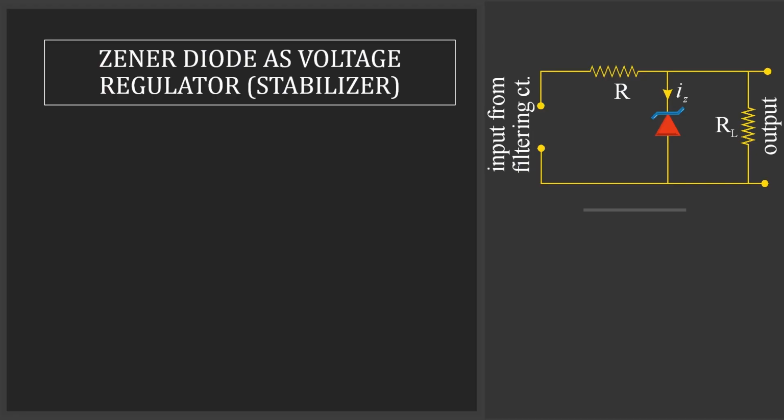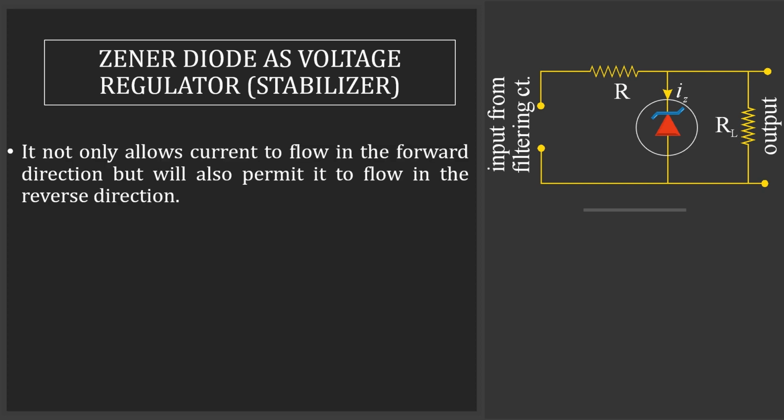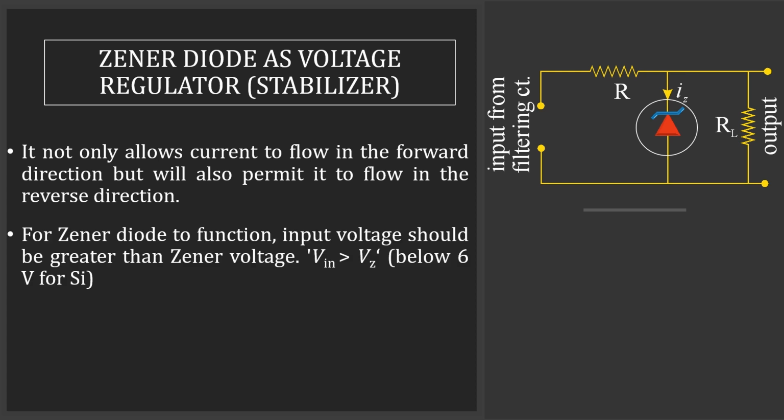Zener diode. This is the symbol of Zener diode. The Zener diode not only allows current to flow in forward direction, but it also allows the current to flow in reverse direction. But what we do is operate the Zener diode in reverse bias. For Zener diode to function, the applied potential difference should be around 6 volt but below it.